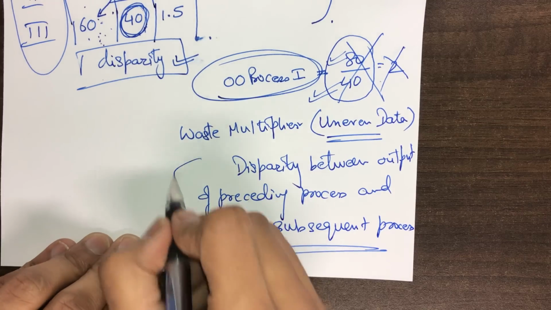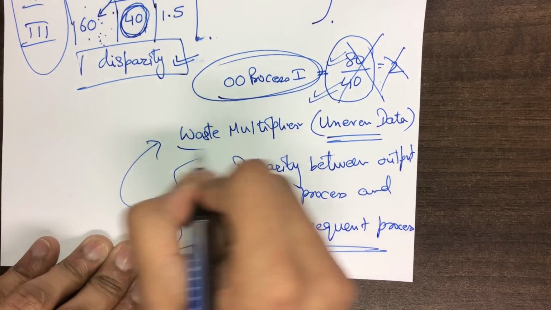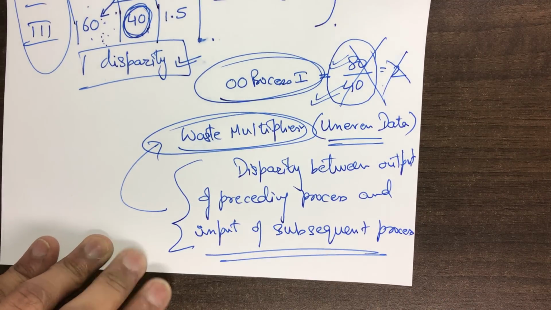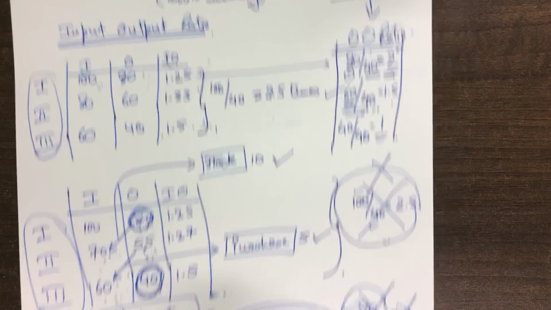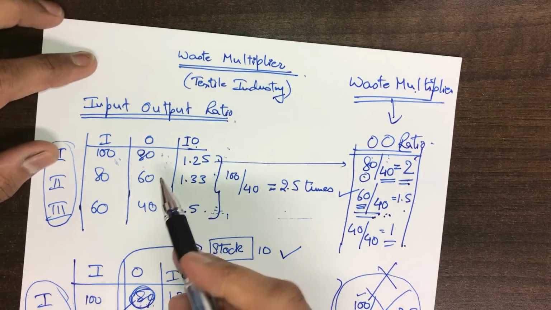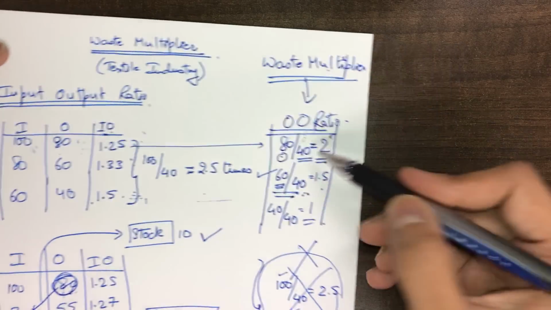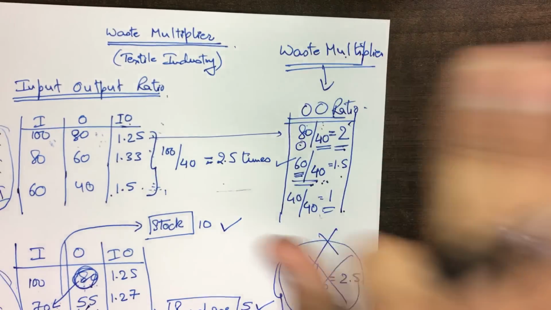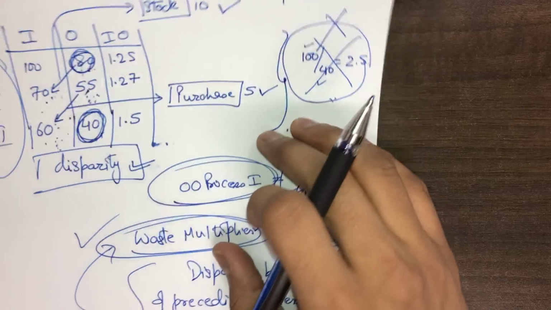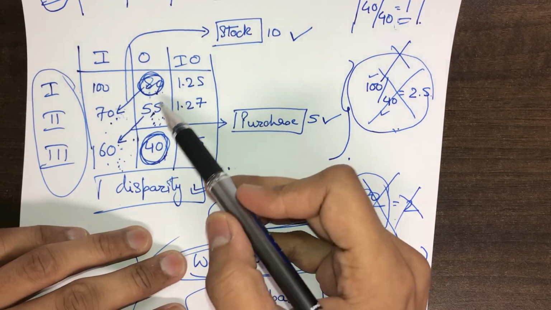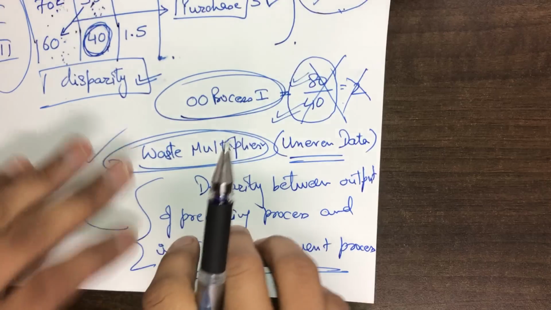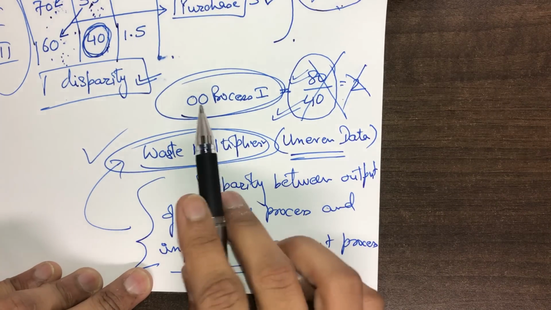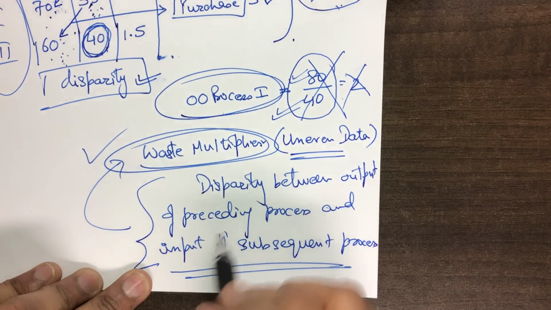When there is this disparity, how will we compute the waste multiplier? And this is what the examiner will ask you. Exam questions will not simply be a very simple case where inputs and outputs are common and you just have to divide the output. Questions will not come in this manner. Questions will come with a lot of disparity. There'll be disparity in output and input of the subsequent processes, and hence you need to learn how to compute waste multiplier or the output-output ratio in such cases.